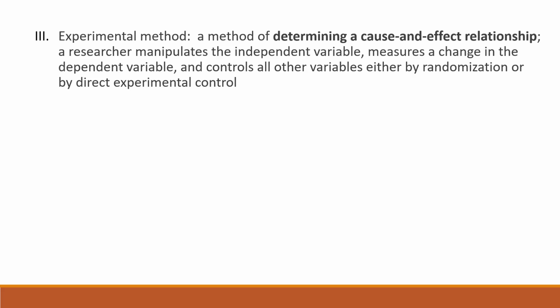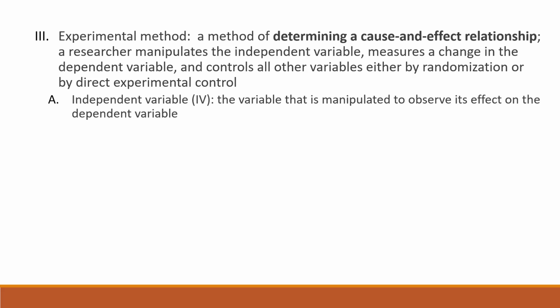In a true experimental method, a researcher manipulates the independent variable, measures a change in the dependent variable, and controls all other variables by either randomization or direct experimental control. So let's break this down a little bit more. An independent variable is a variable that is manipulated to observe its effect on the dependent variable. It is a thing that you are changing, adding in, removing, or manipulating in some way.